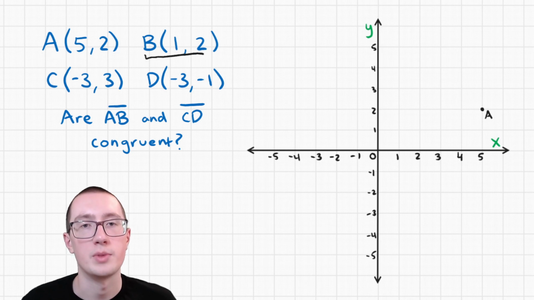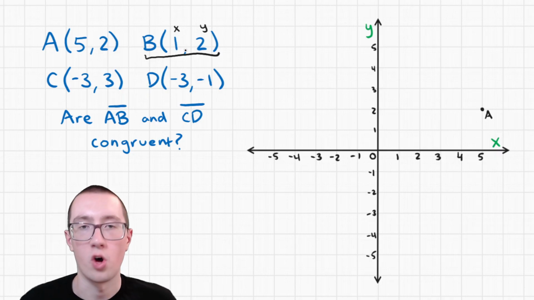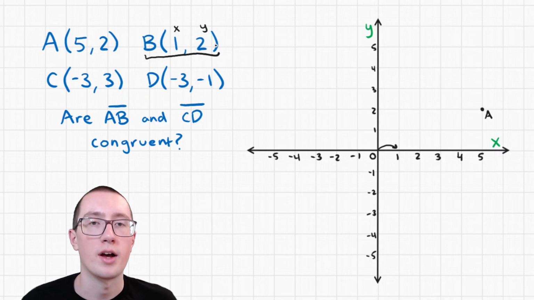Next, we're going to plot B. So remember that it goes X first, then Y. So X is 1, which means that we need to go 1 square to the right. And then Y is 2, which means we need to go 2 squares up. And then we'll plot a point right here, and we'll call it B.